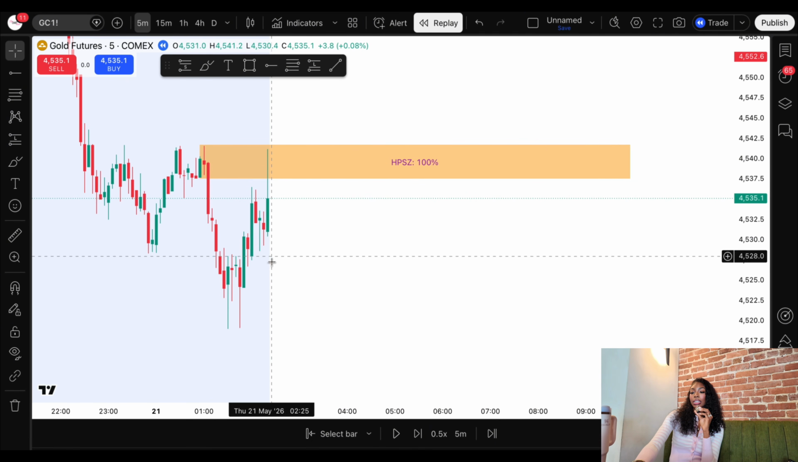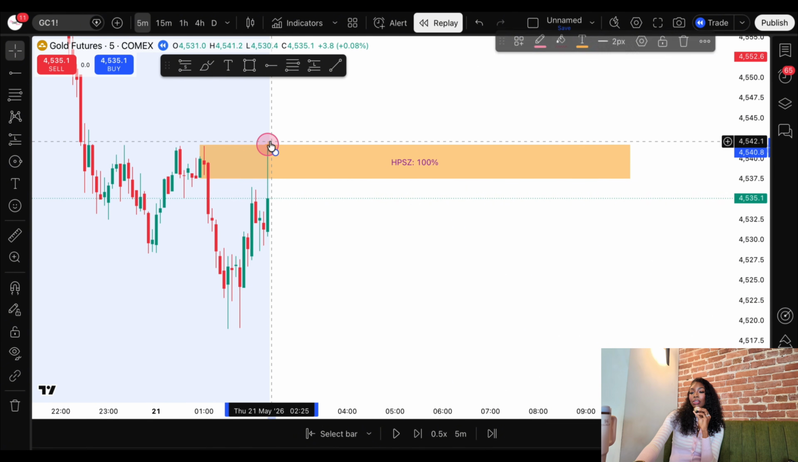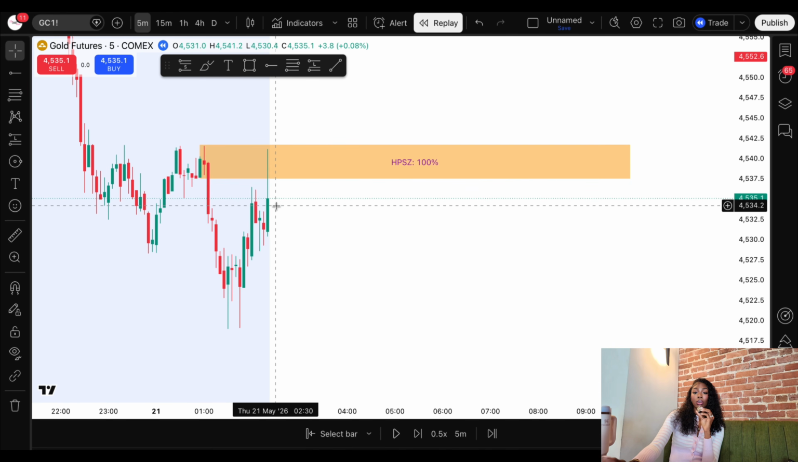There we go. Price came pretty deep in the zone, but it's holding. I do like that candle wick. Do you see, it came kind of deep, almost invalidated, but we didn't quite invalidate yet. So yeah, it's holding, it's still valid.